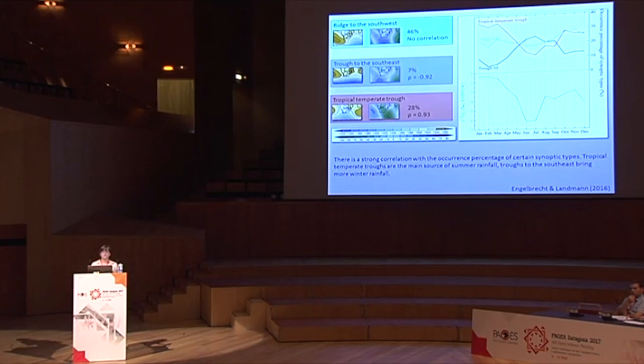I wanted to look a little bit more into the seasonality of these systems. Because we need this strong summer heat low to create tropical temperate troughs, they, of course, occur most commonly in the summertime, and they are less common in the winter. The troughs to the southeast are more common in the wintertime, whereas the ridges to the southwest occur year-round. So they are just providing a background signal of these more mixed isotopic compositions in the rainfall.